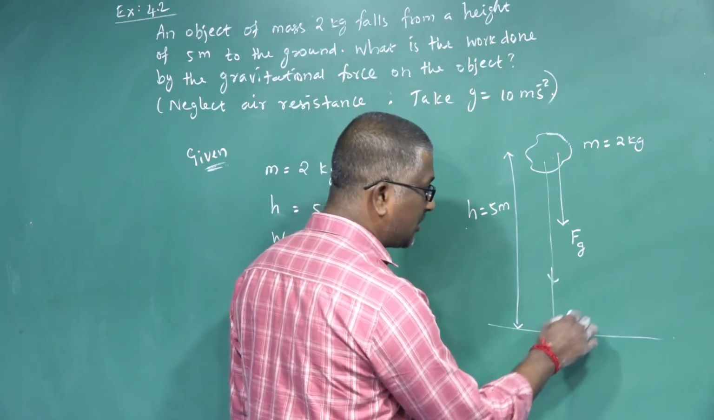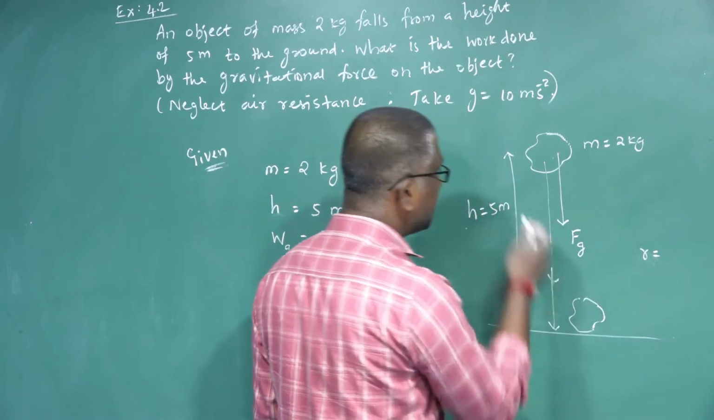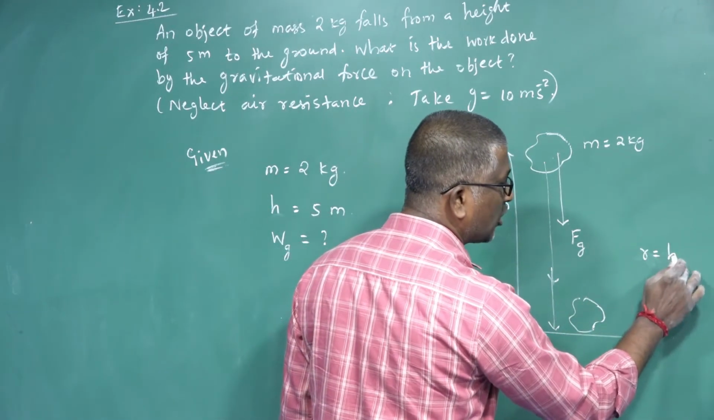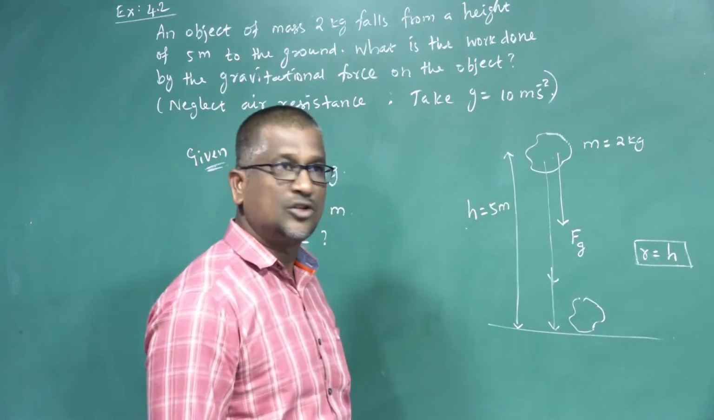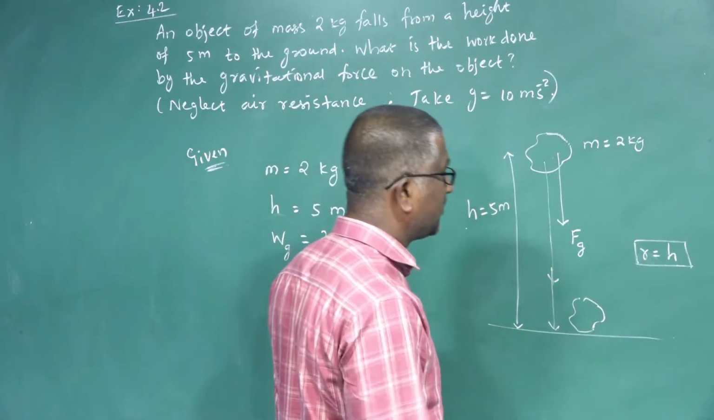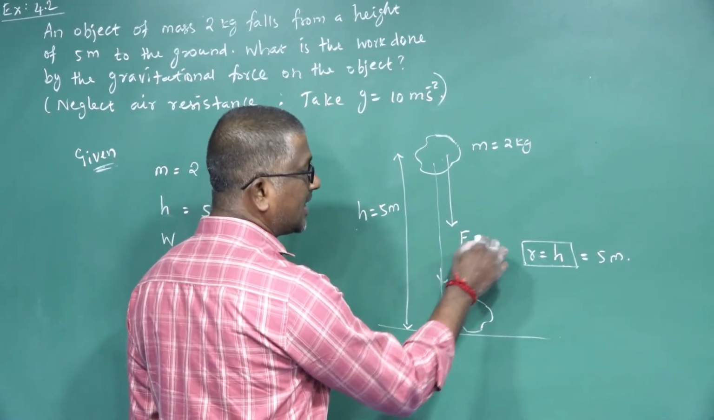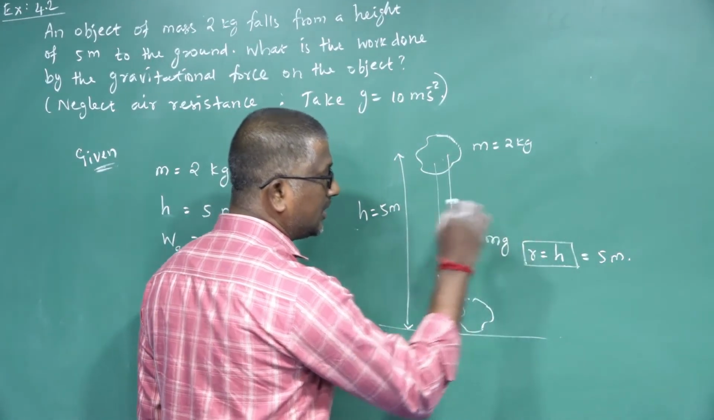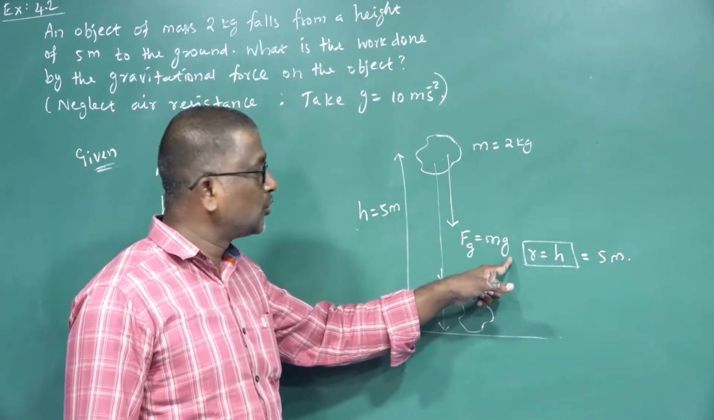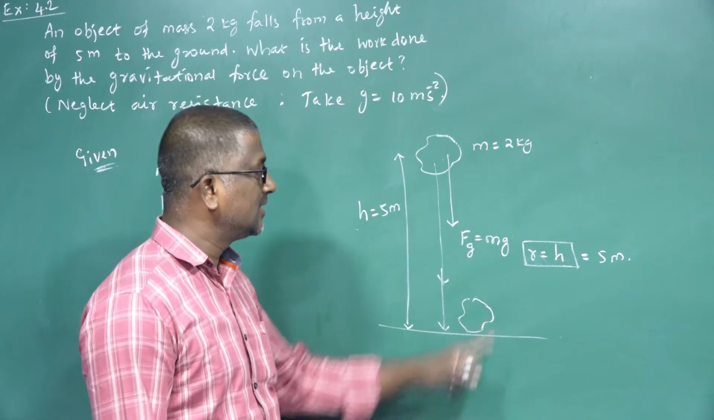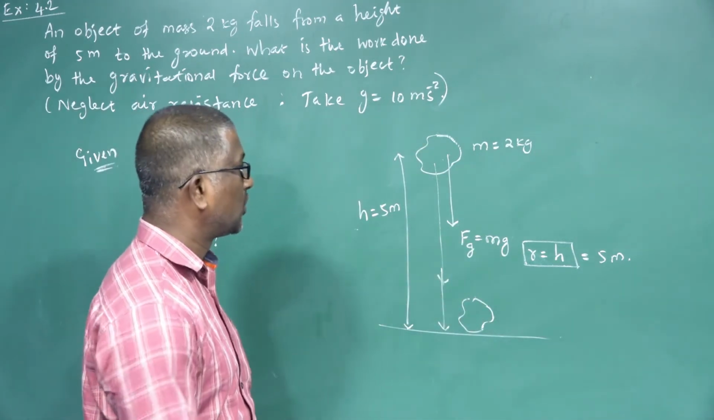Here the displacement of the body, suppose r, is equal to the height from which the object is dropped. So r is taken as h. The h value is given, that is 5 meters. And we know that the gravitational force is given by the formula F is equal to mg, where m is the mass of the object and g is the acceleration due to gravity. The mass value is given, that is 2 kg, and the acceleration due to gravity is also given, that is 10 m/s^2.